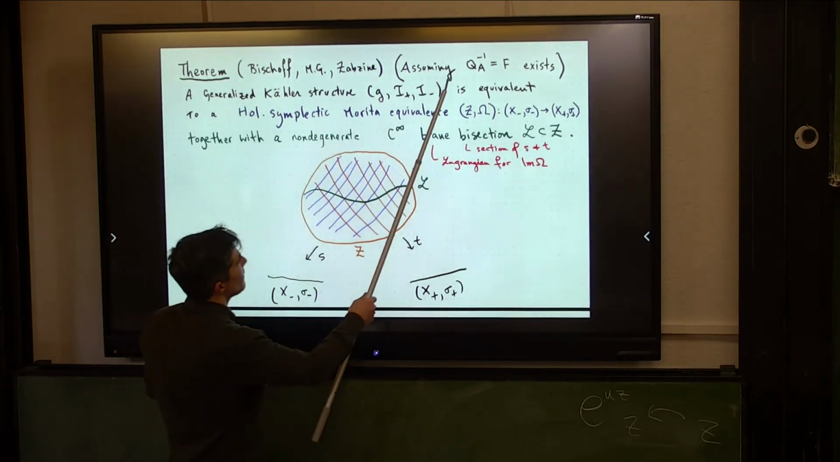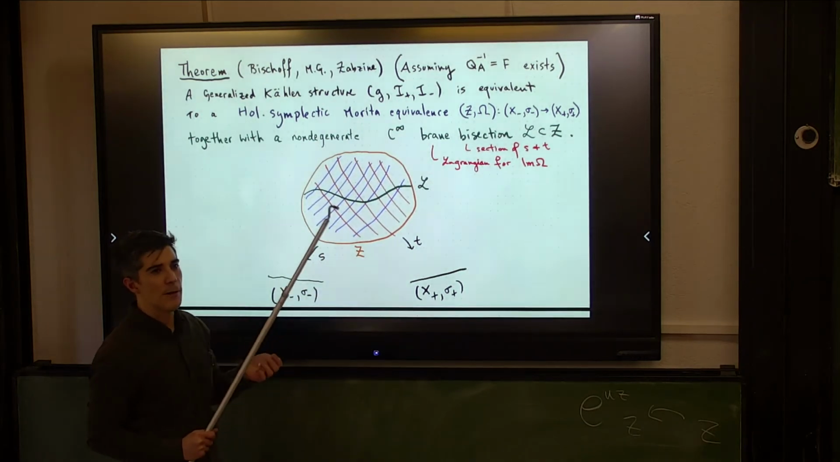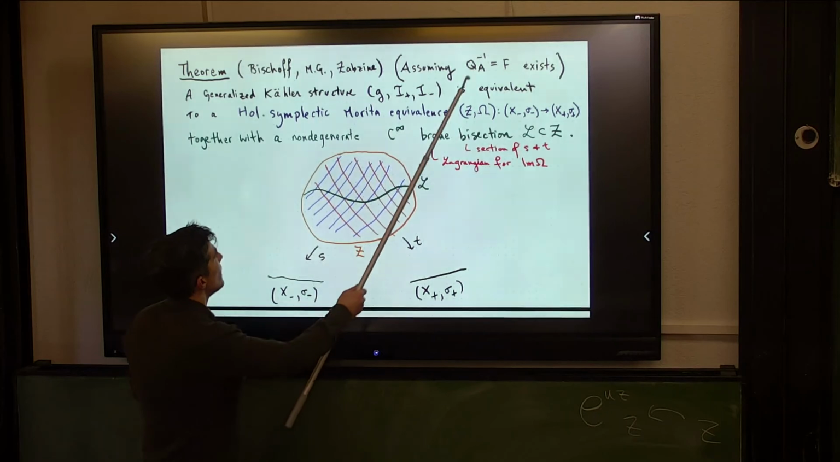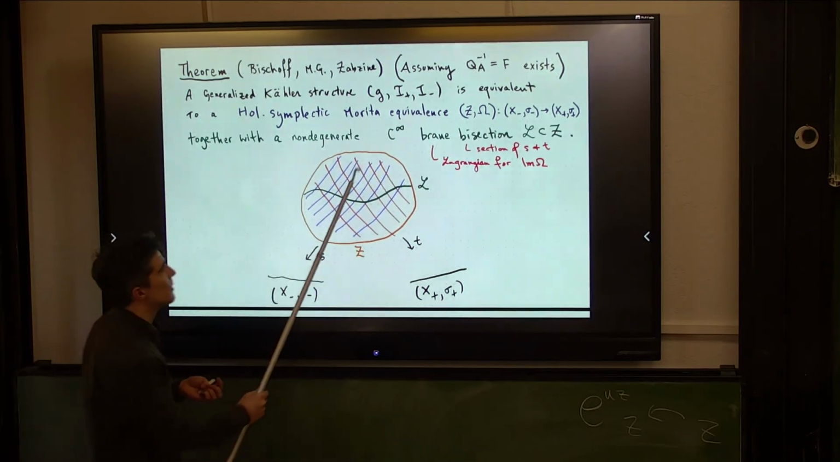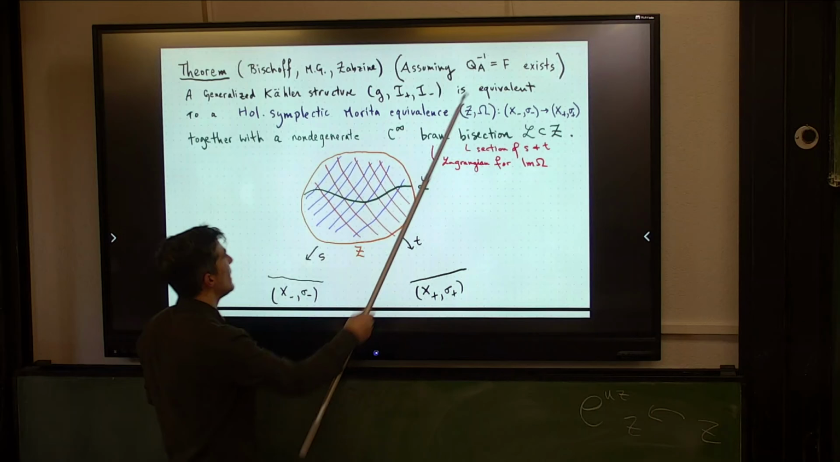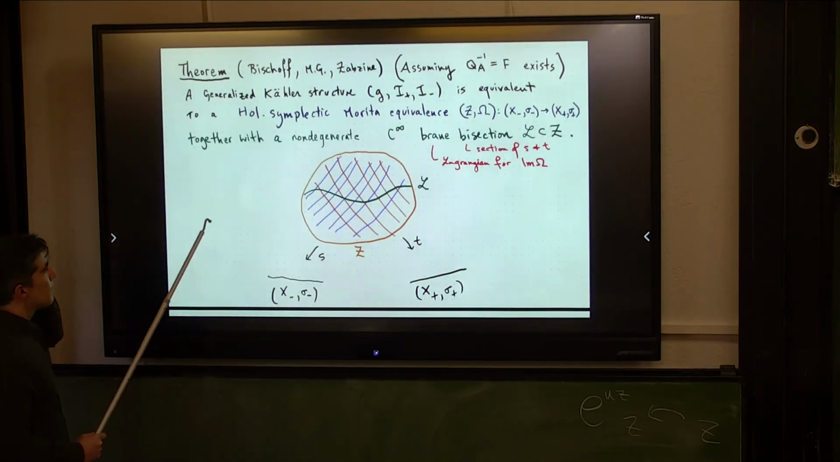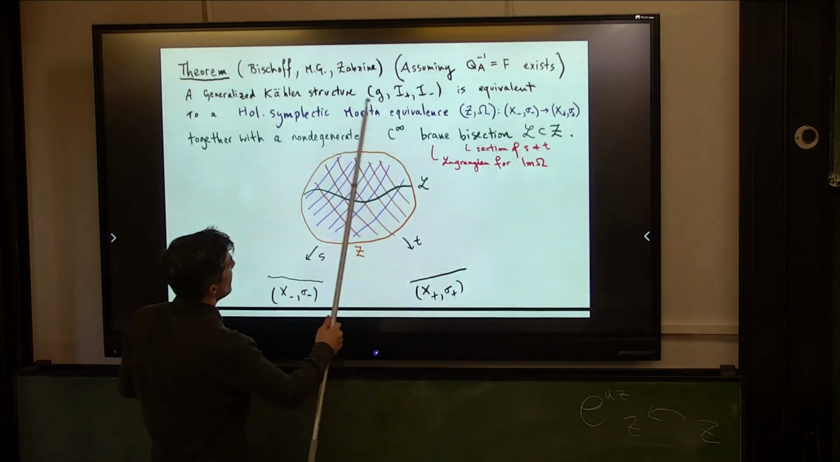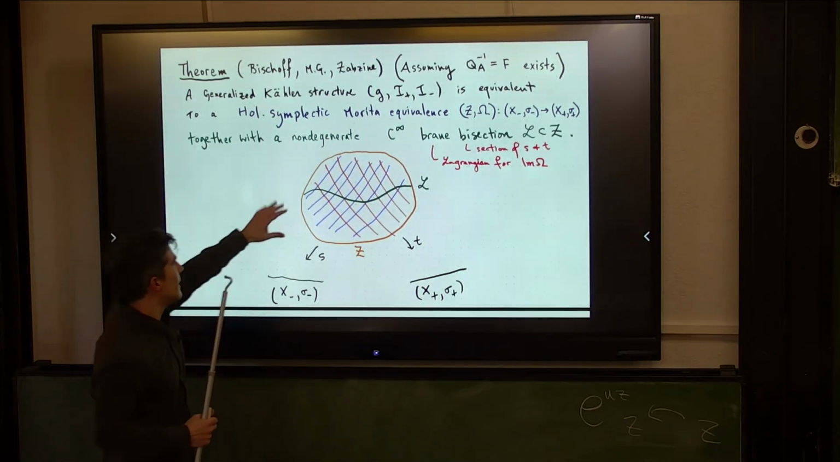That if we make the assumption that one of the two Poisson structures is invertible, and the other one doesn't have to be, it could be anything. Then we have what's called a generalized Kähler structure of symplectic type, just because this inverse gives a symplectic form. And what we showed was that the generalized Kähler structure determines and is determined by the following picture.